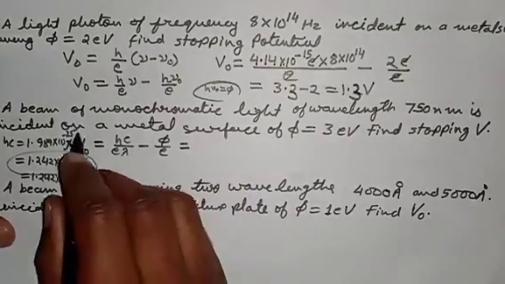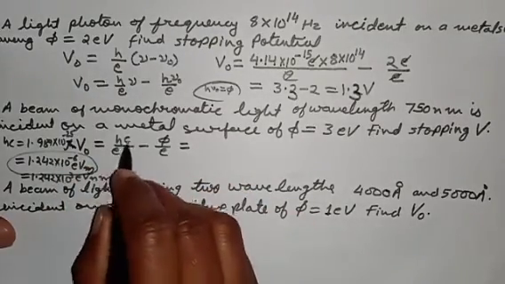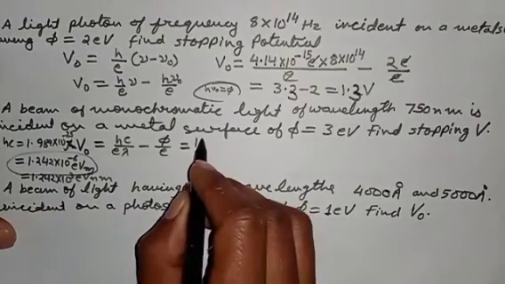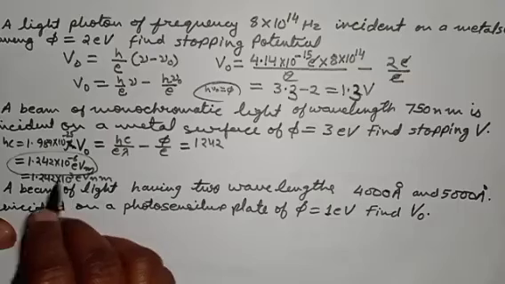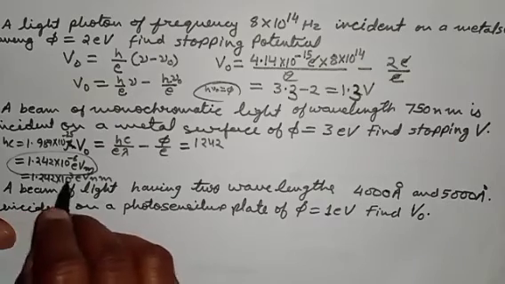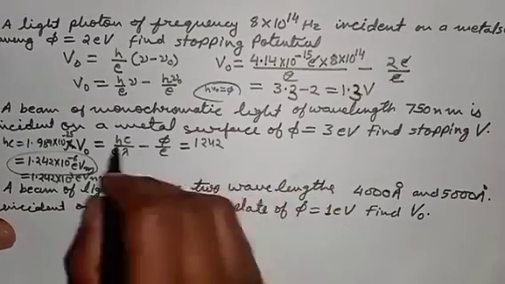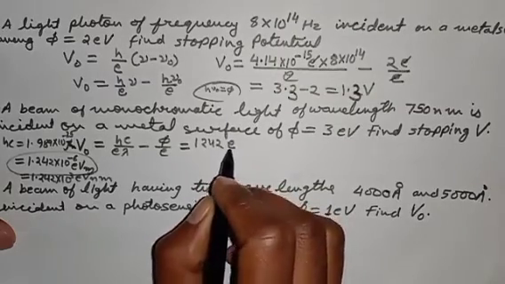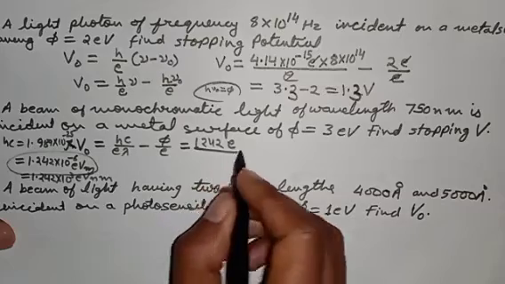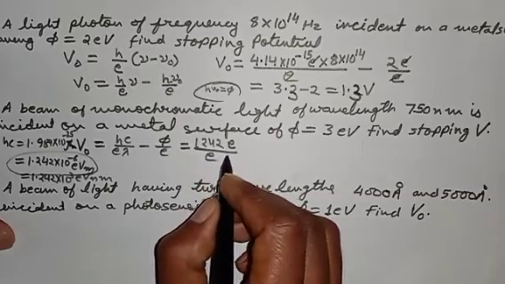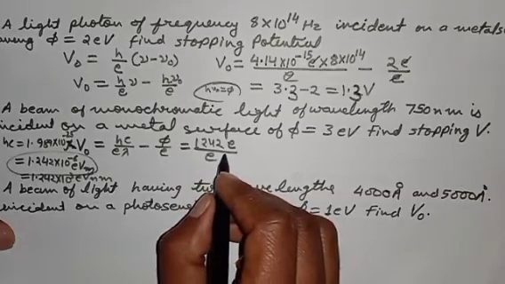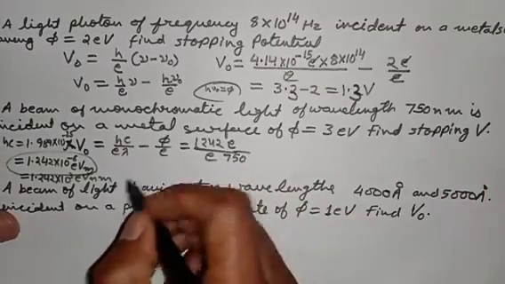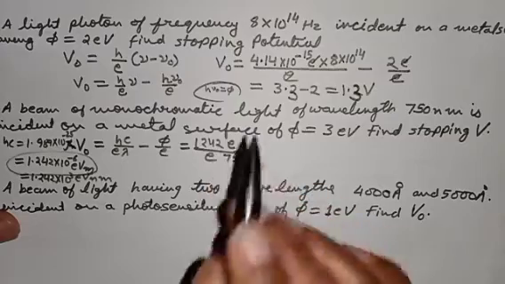So V naught, actually this is the rough work, V naught equals this thing, and I'm writing 1242 here. This is the value of hc, and e we have to write also. It is actually a number associated with this unit, so we have to use it. And the wavelength is also there, 750. We are not required to convert it because we have used hc in terms of nanometer, so the unit will get cancelled.